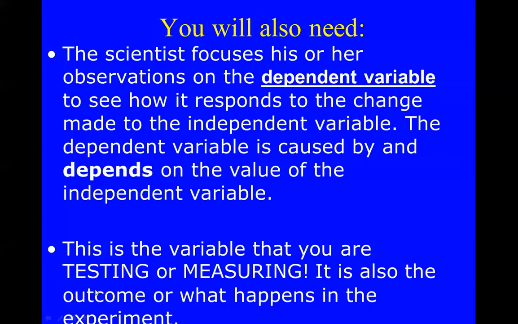You will also have a dependent variable, and this is what the scientist observes or measures. So this is how something responds to that change. So the dependent variable in my plant experiment would be how tall the plant grows or how healthy the plant looks. If I'm measuring height, then that would be my dependent variable. Maybe I'm just looking at how green the plant is, because a lot of times if it's really green, that means that it's healthy. So the dependent variable is in the end what you're measuring or what you're observing. This is the variable you test or measure. It's also the outcome or what happens in the experiment.